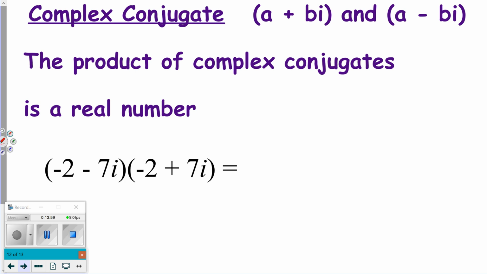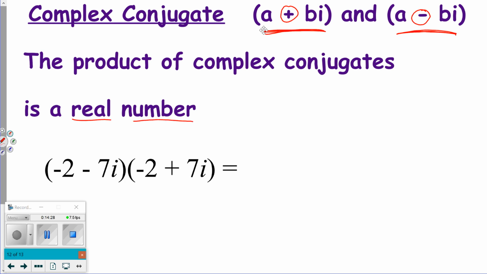So if I look at the example up here, I have a plus bi. Its conjugate is a minus bi. The only sign that's changing is that middle sign. I didn't change the a, that first number, just that sign in the middle will change to its opposite. And then that makes them complex conjugates, because anytime you multiply those together, you end up with a real number.